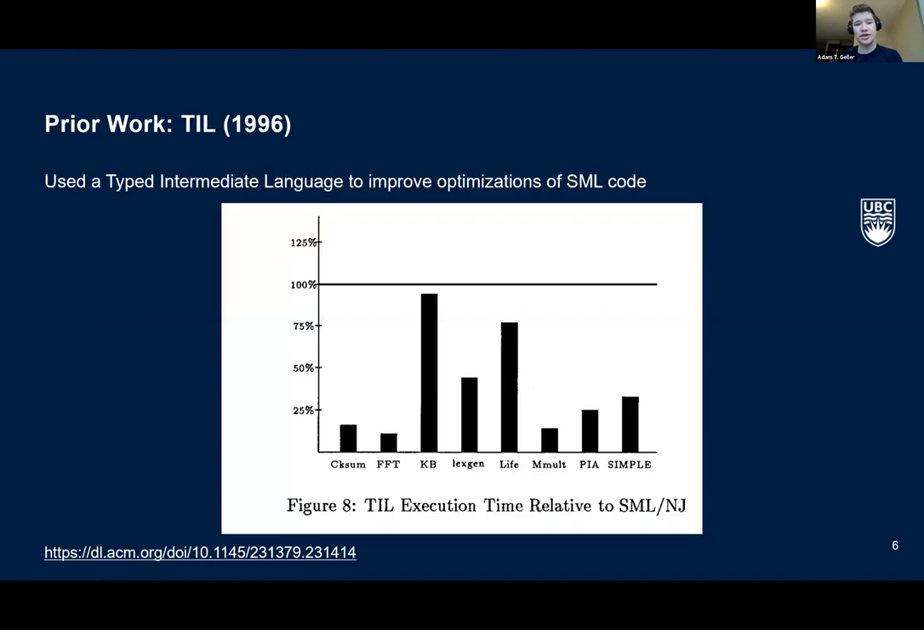Another direction we can look in is using something like TIL. TIL used typed intermediate languages in the compilation of SML code, and was able to achieve significant optimizations relative to the SML New Jersey compiler. But this doesn't get us down to the assembly level for a language like WebAssembly.